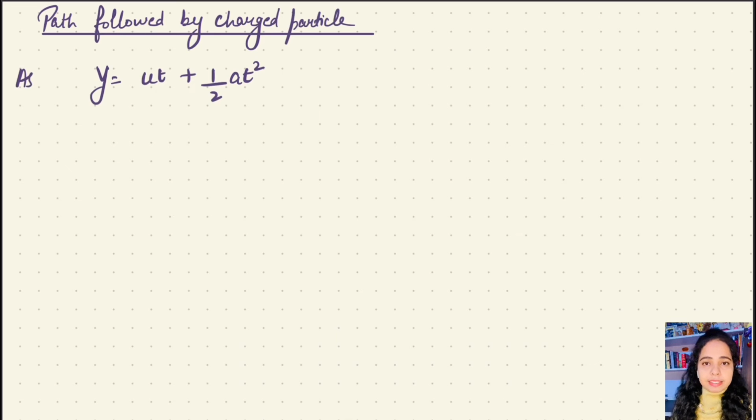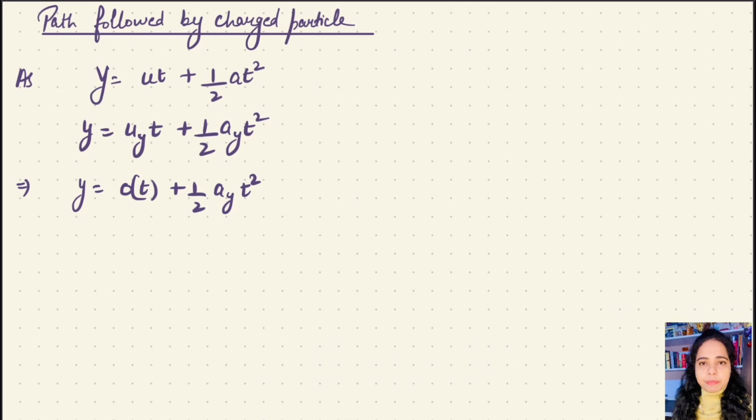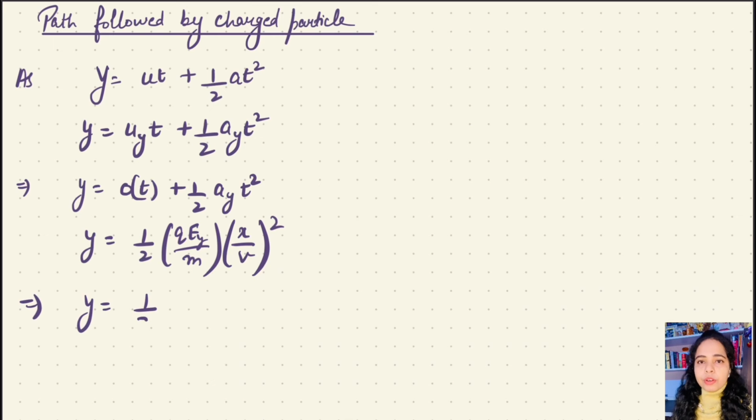Here the vertical distance is taken as y, therefore I have written y is equal to ut plus half at square, and I will put the subscripts, that is uy and ay, initial velocity along the y-axis and acceleration produced along the y-axis. So we have y is equal to 0 plus half ay t square. Now we know the values of ay and t, therefore we have y is equal to 1 by 2, substituting the value of ay, that is qE upon m, and substituting the value of t, that is x upon v whole square.